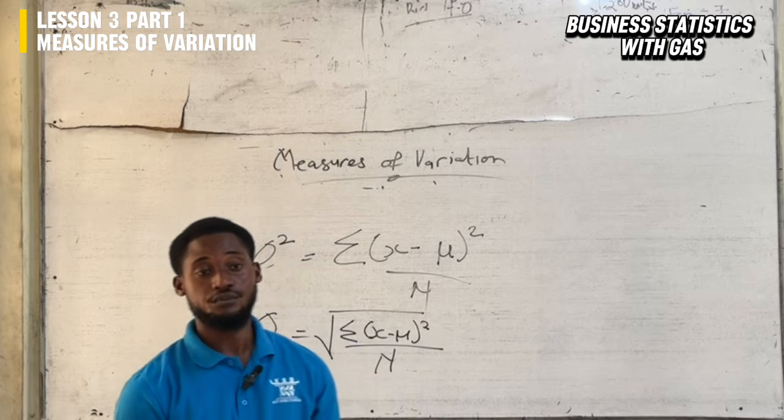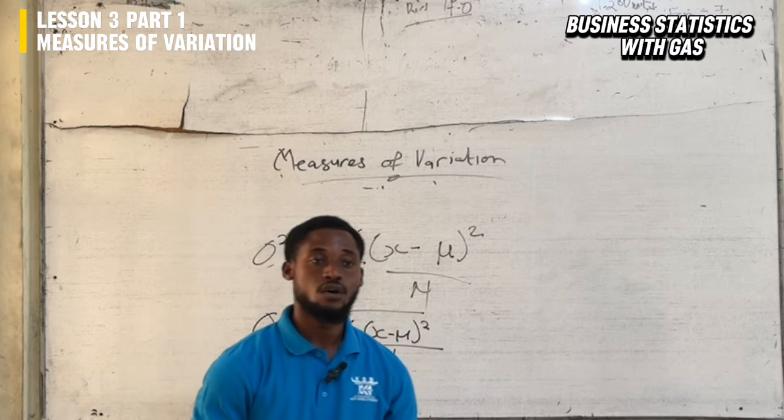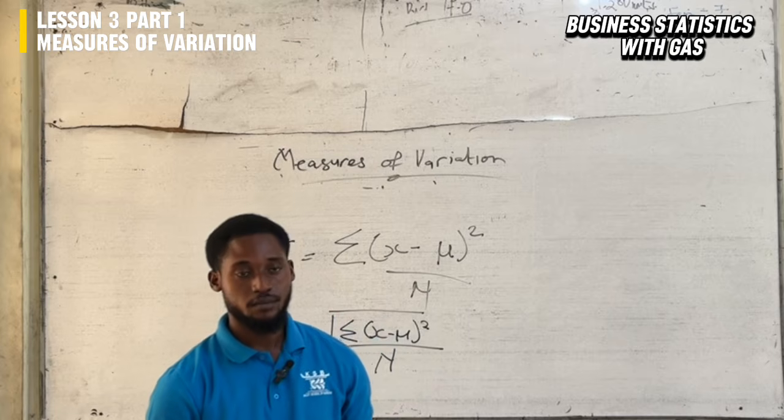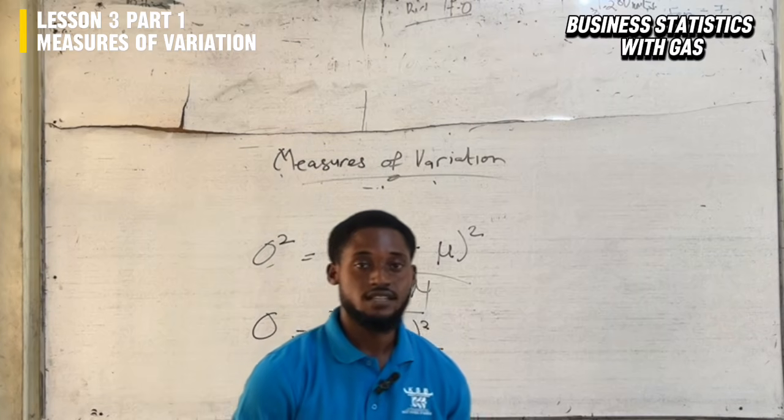So this is the formula. As time goes on, we'll solve examples on the population variance and also the population standard deviation using the calculator specifically.